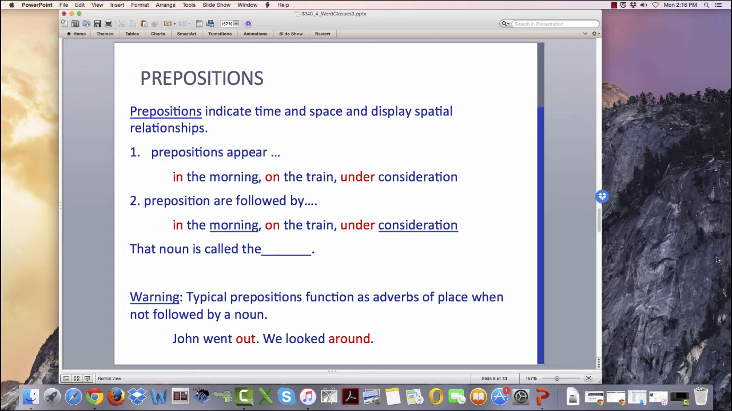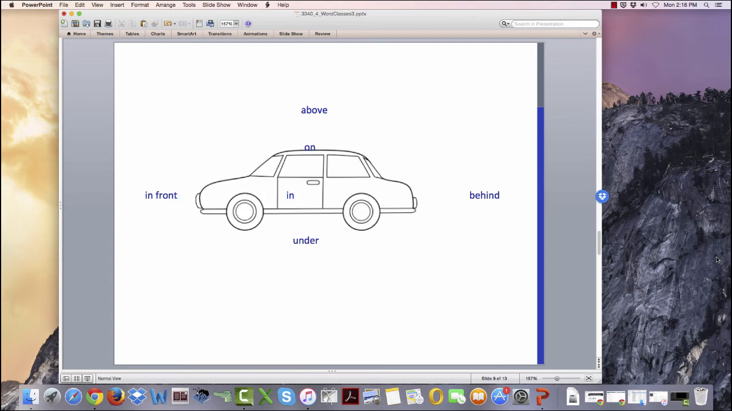Now, if you look at these other examples, such as out and around, here those are adverbs. Notice these are not followed by nouns. So John went out. Here, this is an adverb of place, adverb of location. Where did he go? Out. We looked around. Where did we look? Around. Okay, so in these two examples, out and around are not prepositions because they are not followed by nouns.